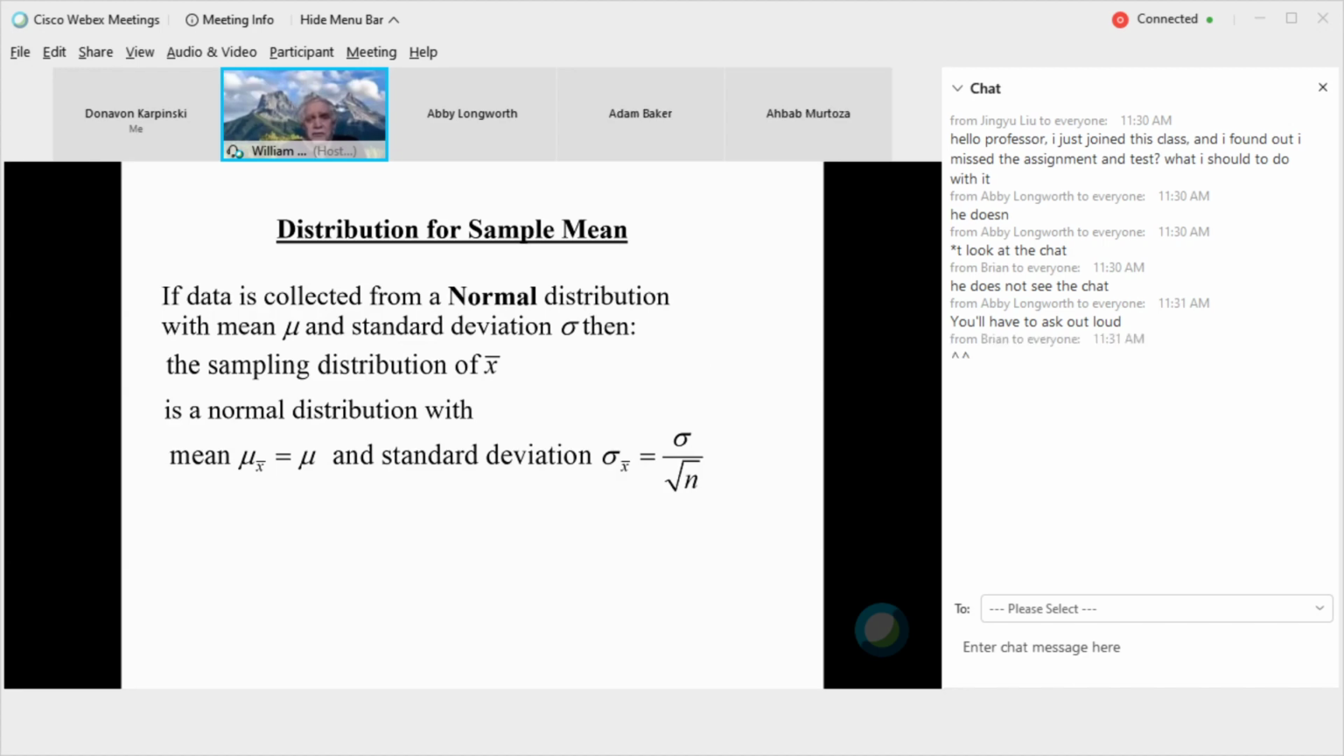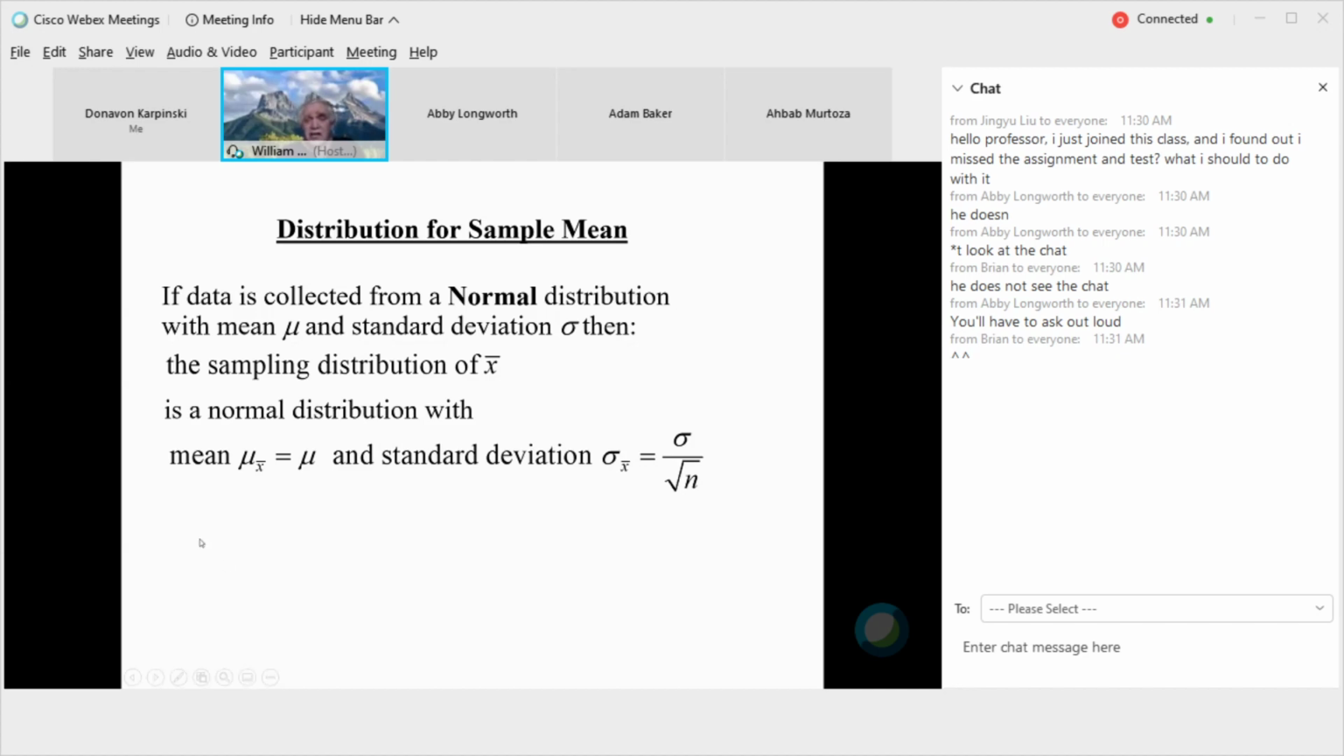Suppose you've taken n observations from a normal distribution, mean mu, standard deviation sigma. Both mu and sigma will be unknown. We want to find the sampling distribution of x bar, the average of those n observations. It has a normal distribution centered at mu. So that means the value of x bar will be varying about mu, it could be above mu, it could be below mu. On the average, it'll be equal to mu. Its standard deviation is sigma over the square root of n.